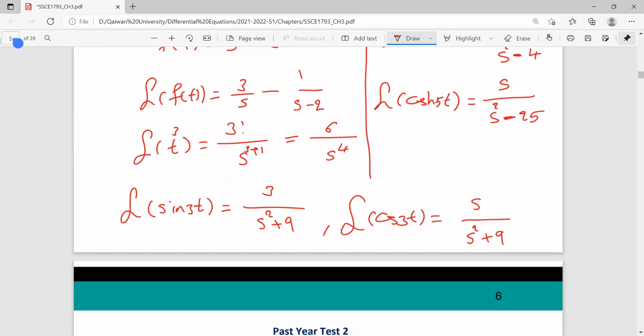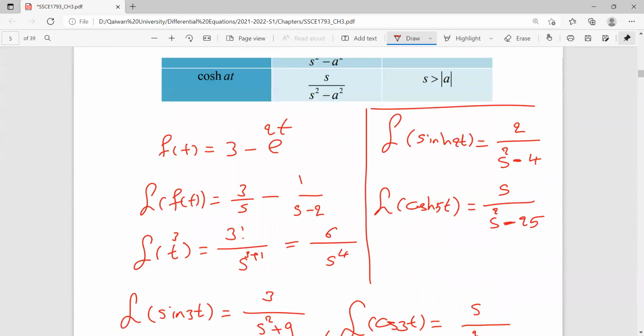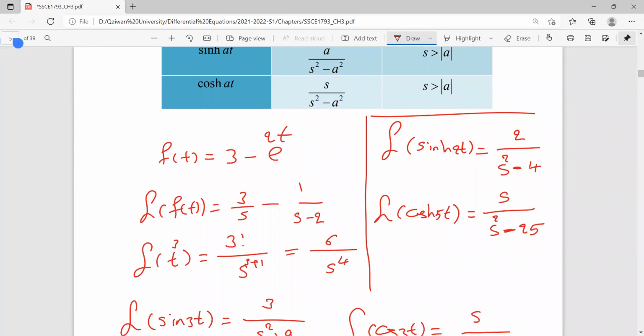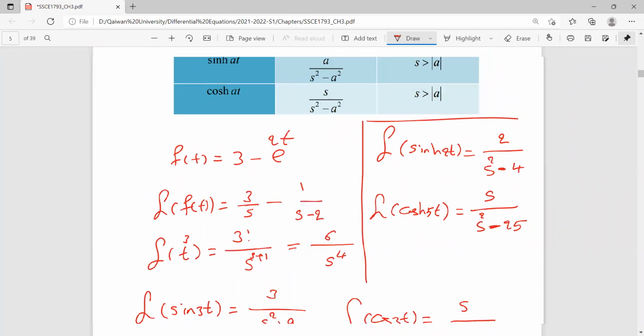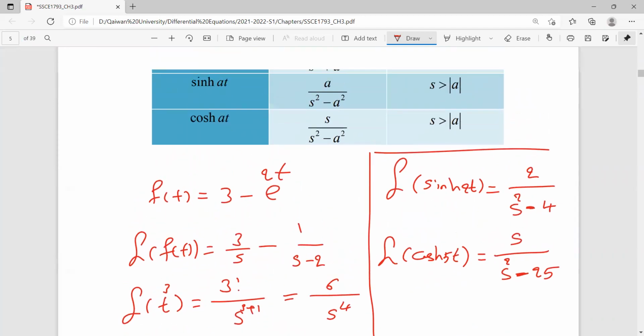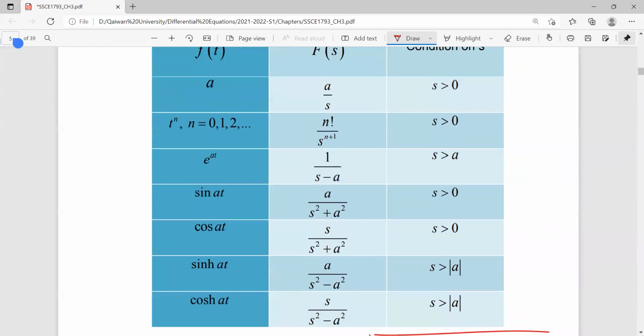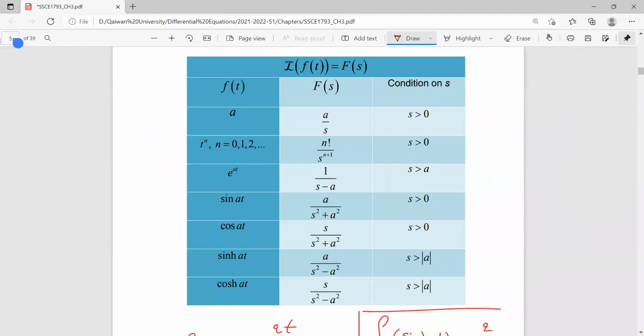Look, for sine and cosine it's plus, but here it's minus. That's for sine and cosine hyperbolic functions. Try to memorize these.